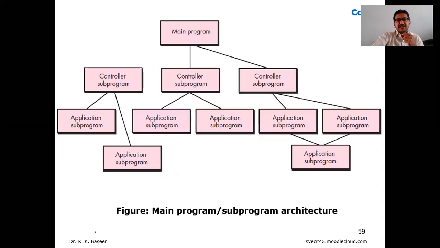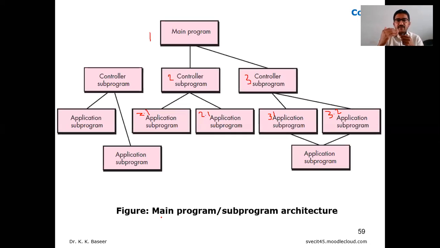If you see the graphical representation of the main program and subprogram architecture, closely observe: this is a main program. It has two controller subprograms over here. This is a controller subprogram. This is another controller subprogram. Again, this controller subprogram is divided into application subprograms, again dividing into 2.1 and so on. And again, this controller subprogram is divided into application program 3.1 and application program 3.2.